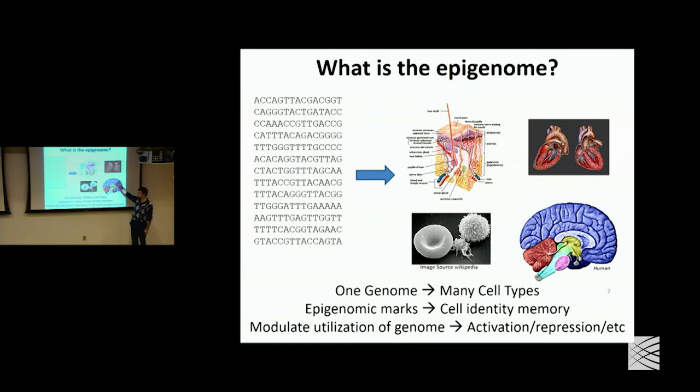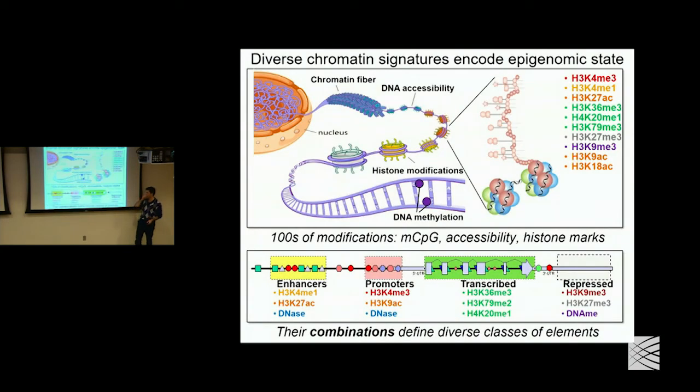Every one of these cell types has largely the same code, and yet they play completely different functions. So how's that possible? That's possible through these epigenomic marks, which basically serve as memory of the cellular identity of every cell type. So even though they have the same code, that code is modulated, and when they receive maybe the same stimulus from the blood or something like that, they respond very differently depending on the cell type that they are. They modulate the utilization of the genome, and they lead to activation, repression, and so on and so forth.